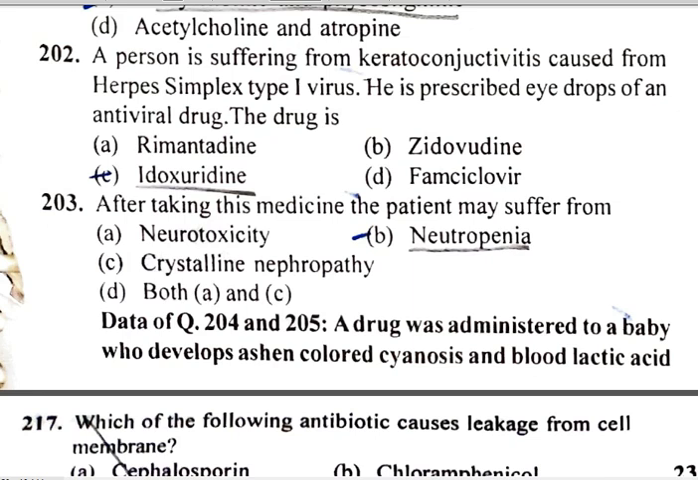A person is suffering from keratoconjunctivitis caused by herpes simplex type 1 virus. He is prescribed eye drops of an antiviral drug. The drug is idoxuridine. After taking this medicine, the patient may suffer from neutropenia.